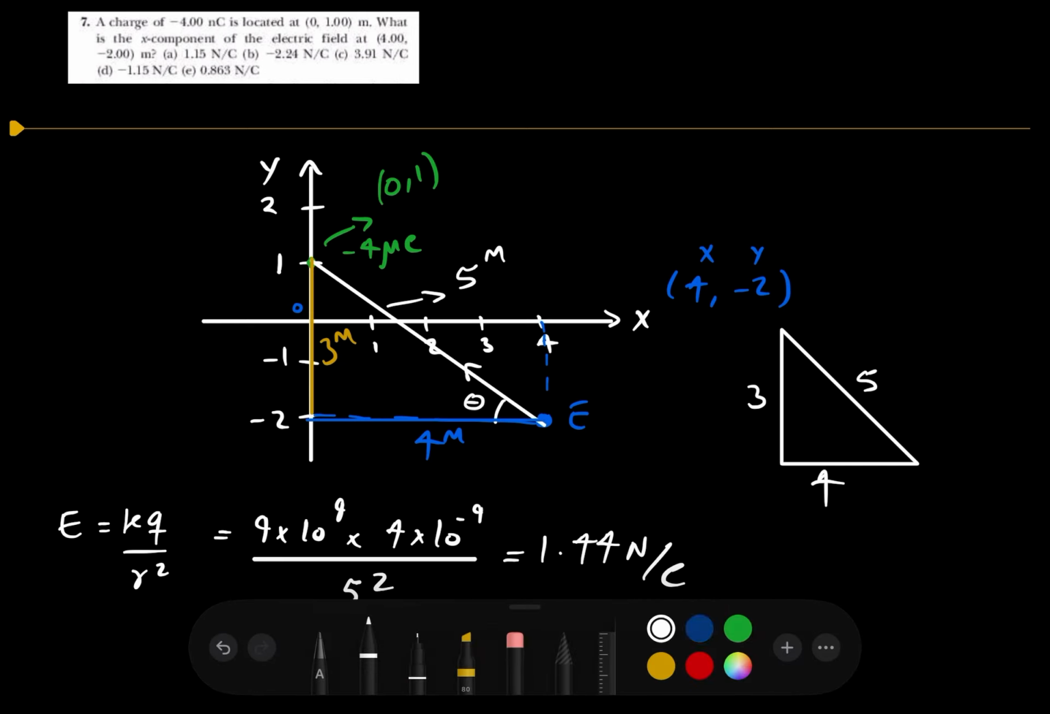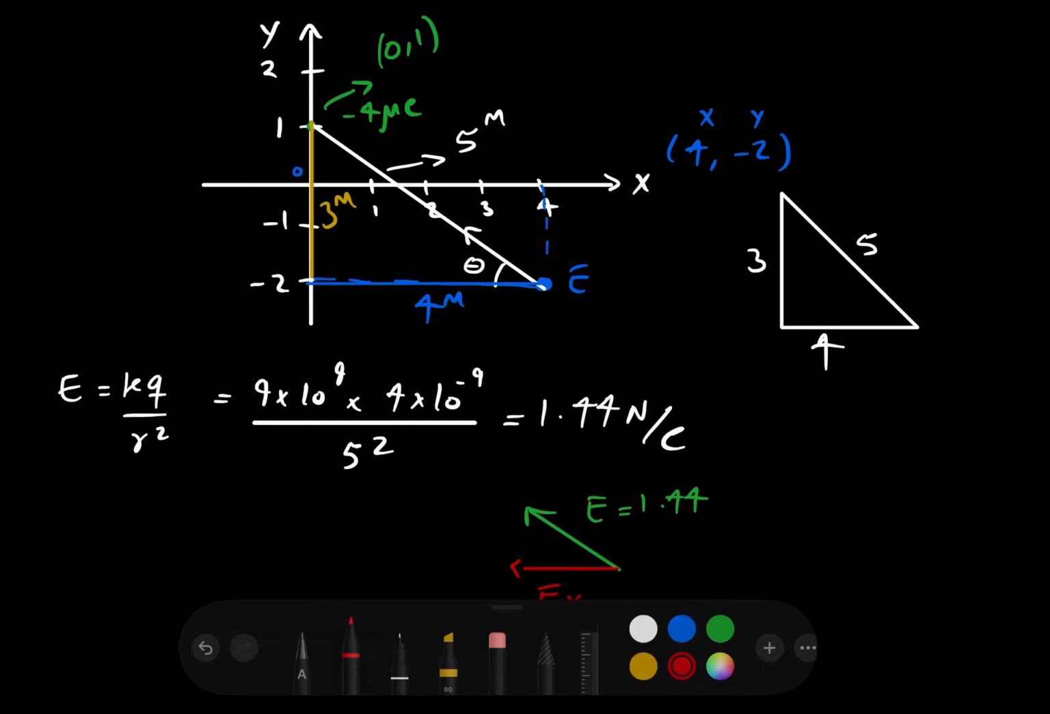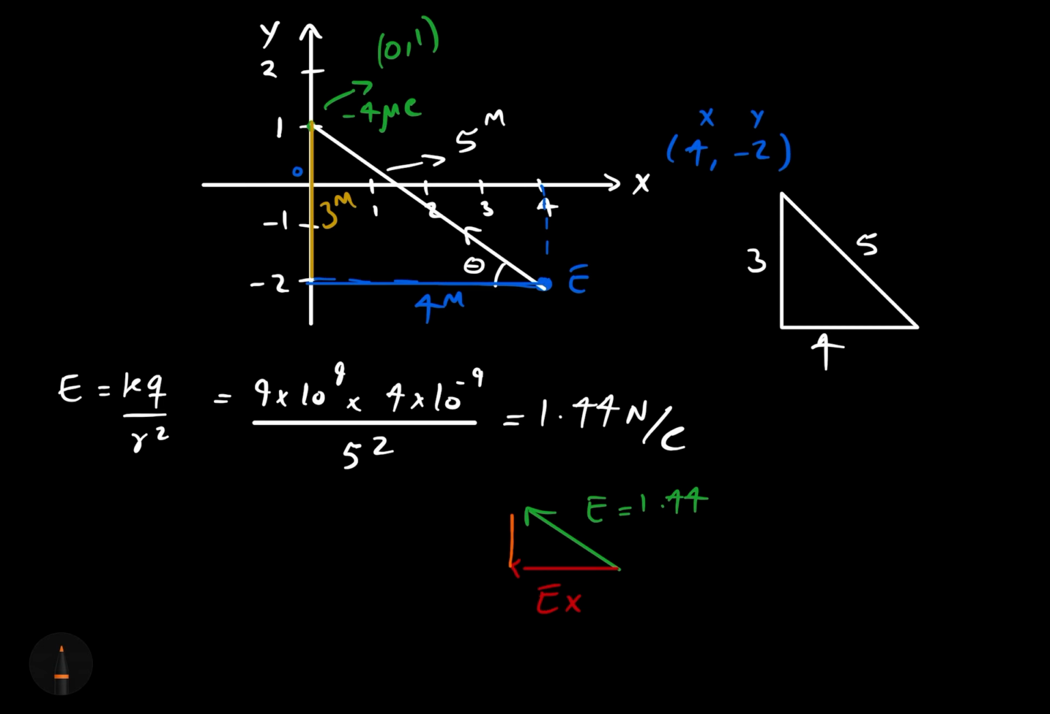That's the electric field at that point, but it's not the x component of it, because now you have to break down that vector into its x and y components. The vector is going this way. This is E, which is 1.44. However, the x component of it will be going in this direction. We can call that E of x. And the y component of it, which I'm going to draw in another color, is going to go up. So that's going to be E of y.